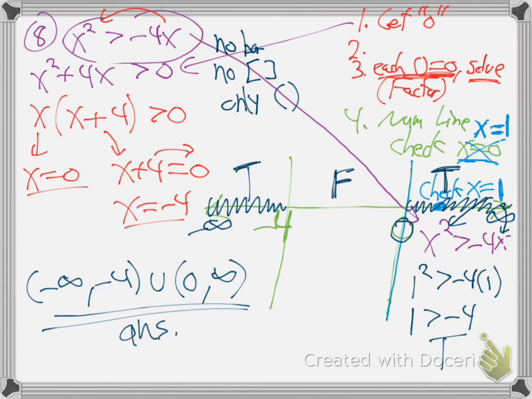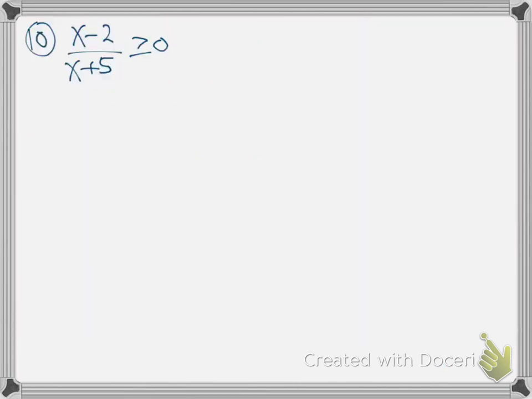There is our answer, which means all the numbers between negative infinity and negative 4 plugged in would make that statement true, and all the numbers between 0 and infinity plugged in would make that true. The only things that wouldn't make it true would be numbers between negative 4 and 0, like negative 3, negative 2, negative 1, or negative 1.5. All those numbers would make it false, so they are not part of the answer. There we go. Okay, number 10.